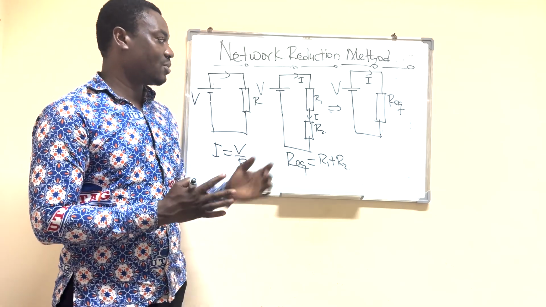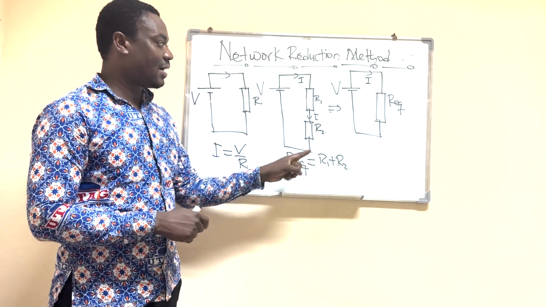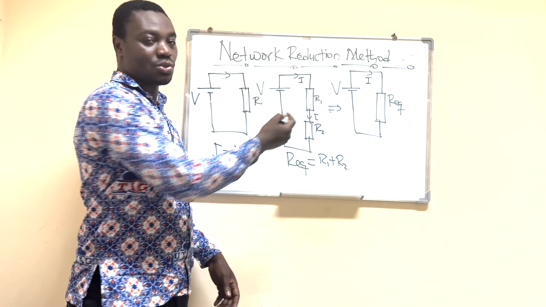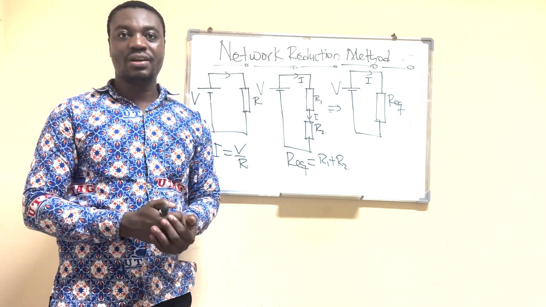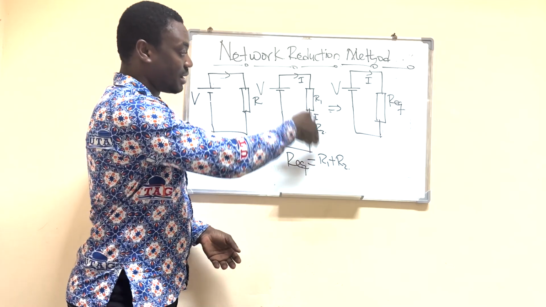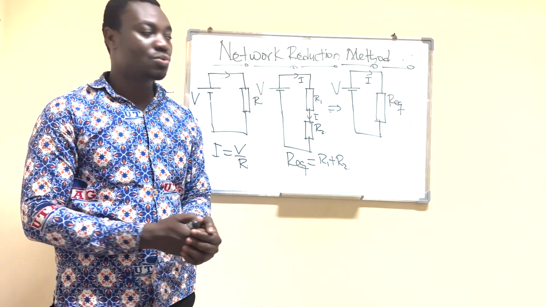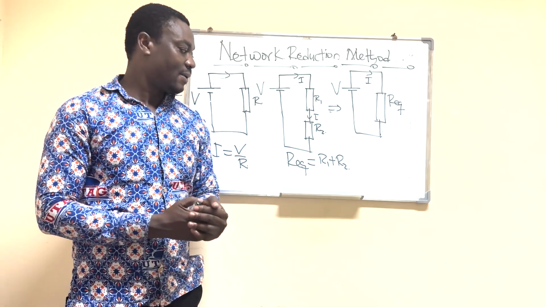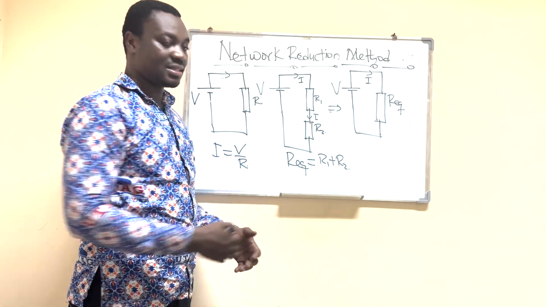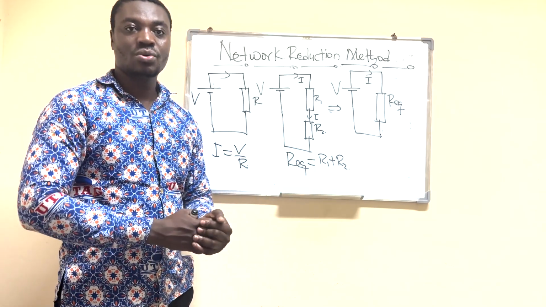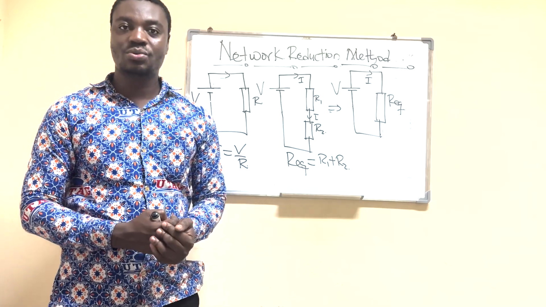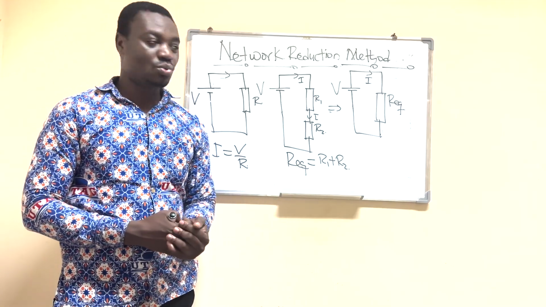So we have an example here. You can see here we have R1 and R2, they are connected in series. So we can calculate the equivalent resistance because the same current is passing through R1 and R2. The current there is I. So we can calculate the equivalent resistance. That will just be the sum. That is, our equivalent resistance equals R1 plus R2.